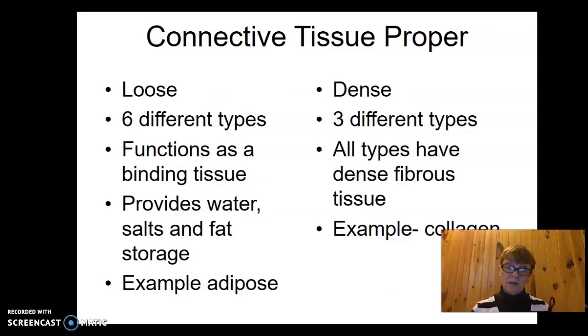So now with our connective tissue proper, your loose and dense, there are 6 different types of loose, and you do not need to know the 6 different types of that. All you need to know is the overall function of loose and the overall function of dense. And again, you do not need to know the 3 types of dense tissue. So loose connective tissue is known as a binder. It also provides water and salt and fat storage. An example of that is your fat tissue, or adipose.